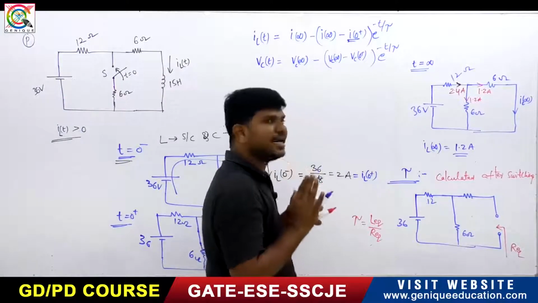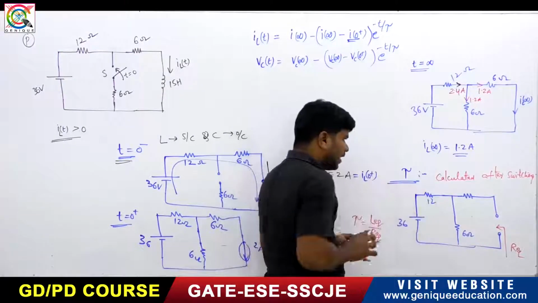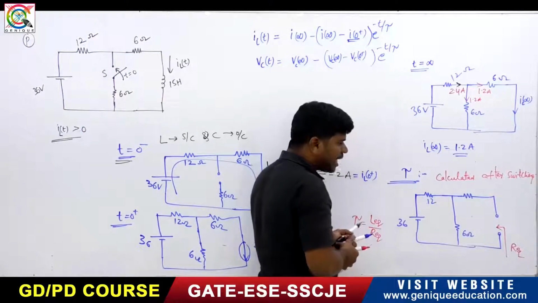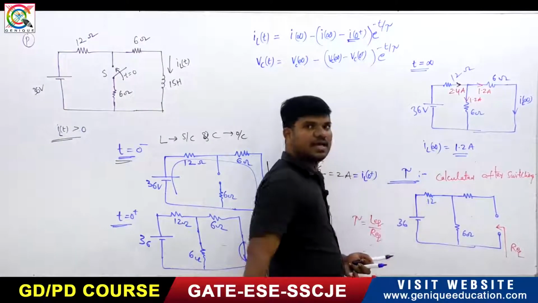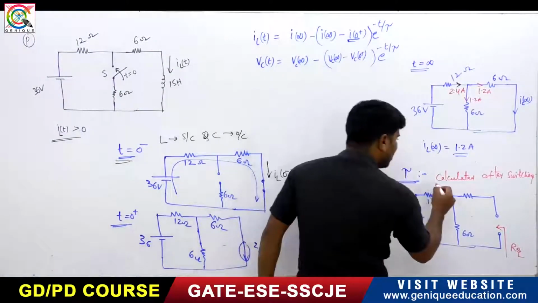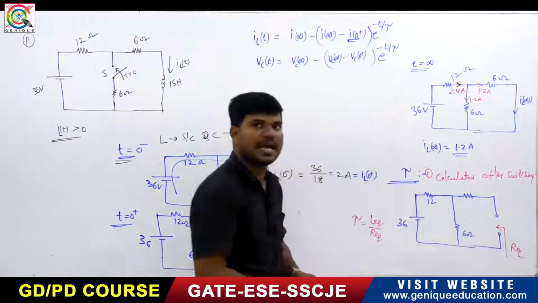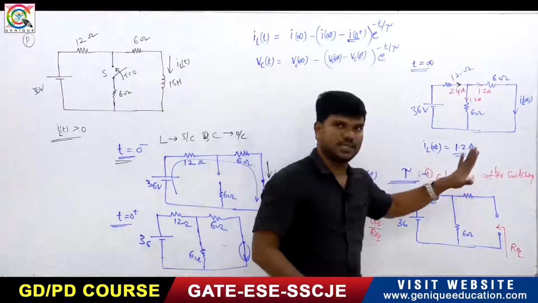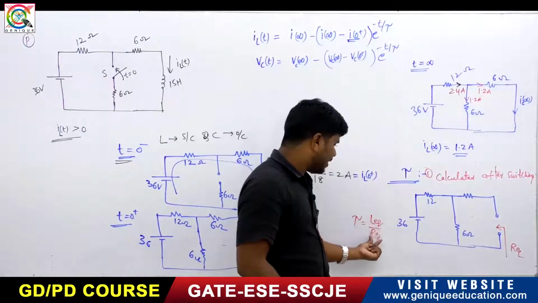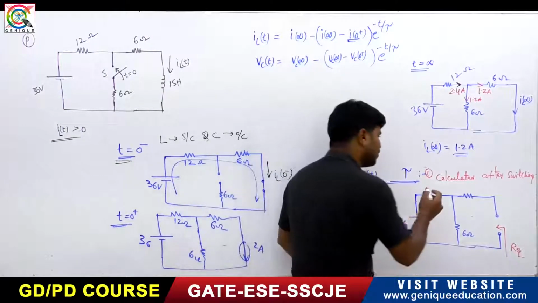While calculating the R equivalent, how can you find it? By deactivating the independent sources. Okay, by deactivating the independent sources. So for calculation, how can we find the tau? The tau can be calculated after the switching. Okay, so for that, what we have to find? We have to find the L equivalent and R equivalent. Okay, for finding R equivalent, what we have to do?